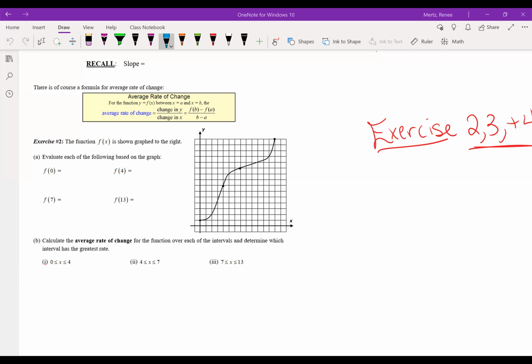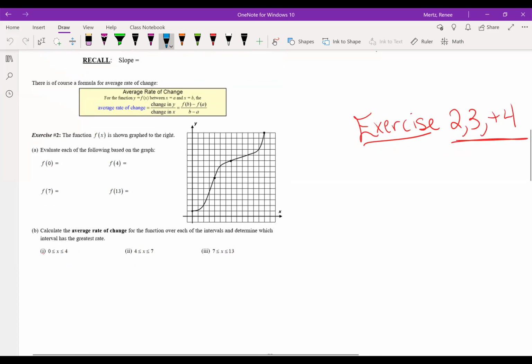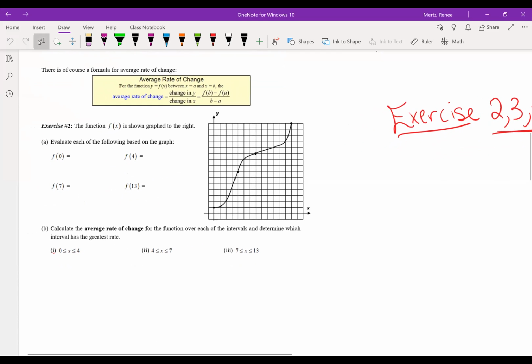Guys, today we're going to continue to work on rate of change. This is going to be a very popular topic. We're going to do a lot with it. So the better you understand it today, the better that will be.